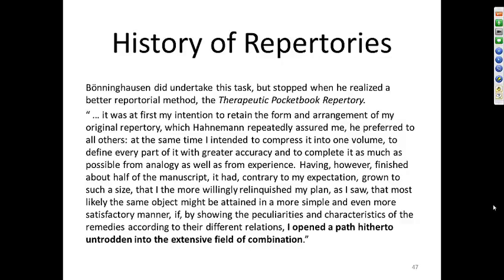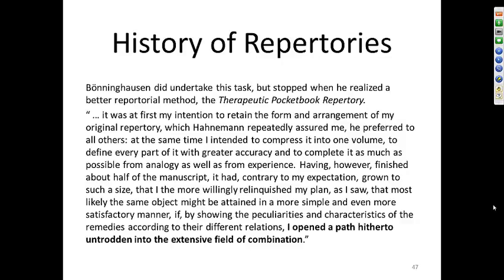He wrote, "It was at first my intention to retain the form and arrangement of my original repertory, the Therapeutic Repertory of Antipsorics and Non-Antipsorics, the TFR, which Hahnemann repeatedly assured me he preferred to all others. At the same time, I intended to compress it into one volume, to define every part of it with greater accuracy, and to complete it as much as possible from analogy as well as from experience. Having, however, finished about half of the manuscript, it had, contrary to my expectation, grown to such a size, and this is one of the problems with our contemporary repertories, that I the more willingly relinquished my plan, as I saw that most likely the same object might be attained in a more simple and even more satisfactory manner if, by showing the peculiarities and characteristics of the remedies according to their different relations, I opened a path hitherto untrodden into the extensive field of combination."